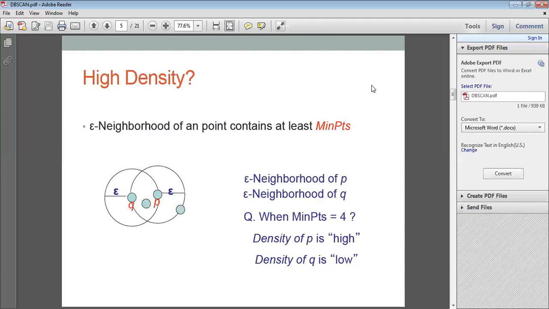So here we are checking, and we can easily see that there are 3 points in the neighborhood of point P, and there are 2 points in the neighborhood of point Q, so both are low density regions. None of them satisfy the criteria, since neither has 4 or more elements, so both are sparse areas.